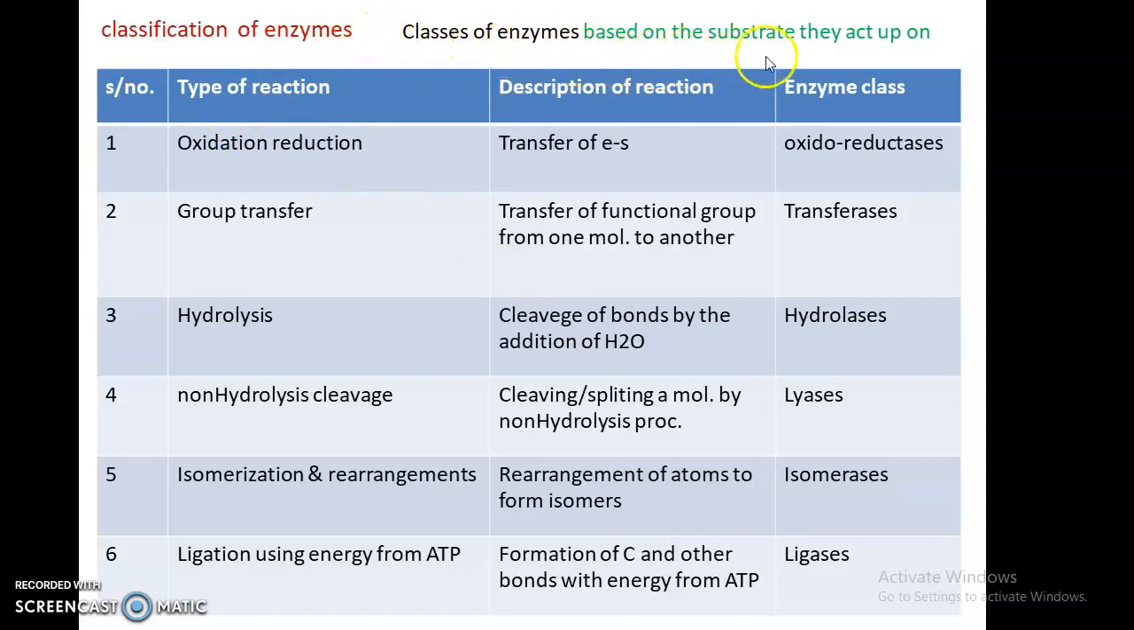Then classification of enzymes. Enzymes are classified into classes based on the substrates they act upon. Accordingly, there are 6 major classes. The first one is oxidation reduction, and the description is that it transfers electrons. The enzyme class is called oxidoreductases. ASE indicates the enzyme.